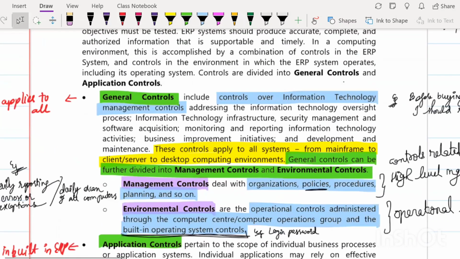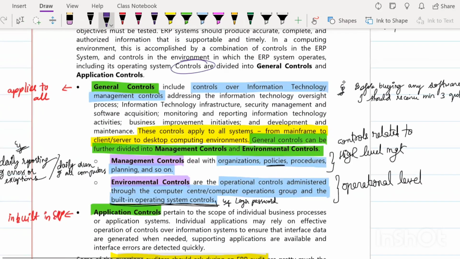Here they tell you that controls can be divided into two. One is general controls and the other is application controls. What are general controls and what are application controls? General controls are those controls which are applicable to all the information technology in the company, not only to ERP, but other than ERP also they will have some information technology. To all the information technology present in their company, all the software, these general controls will get applied.